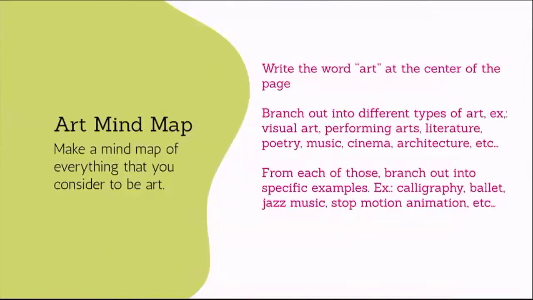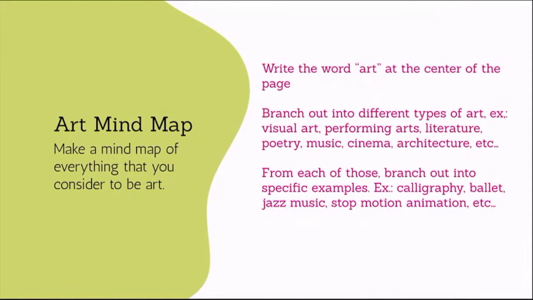Okay, so moving on to the next part of the activity, we're going to be making another mind map. So to make the mind map, start by writing the word art at the center of the page and circling it, and then branch out from that word into all the different types or categories of art. So some examples include visual art, performing art, literature, poetry, music, cinema, architecture, and I'm sure there's many more. So whatever you consider to be different categories of art, just list those branching out from the word art and then circle those as well.